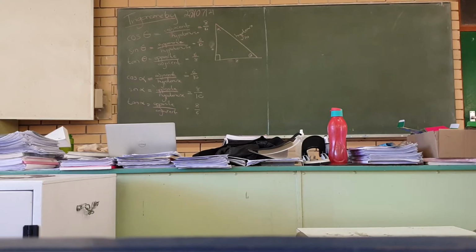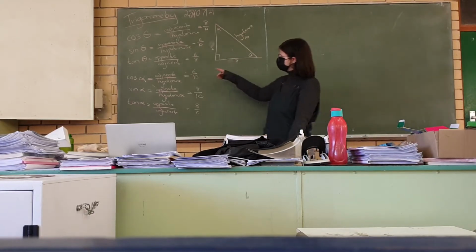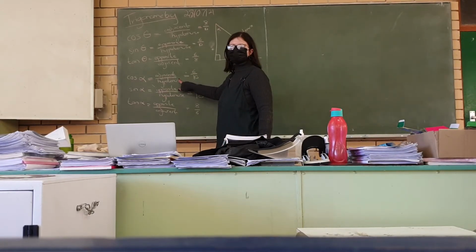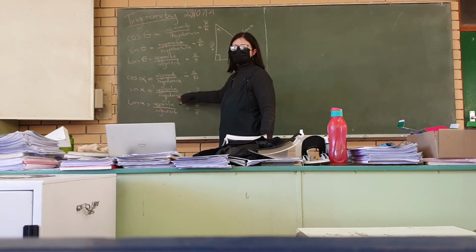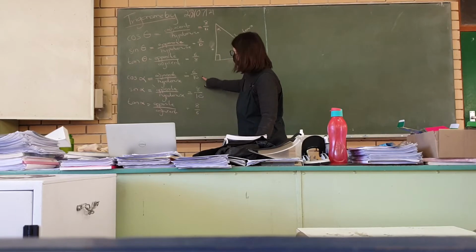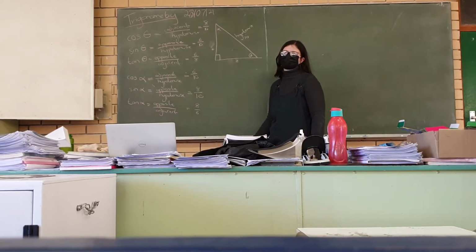Understand how the ratios remain the same. Cos will always be adjacent over hypotenuse. Sine will always be opposite over hypotenuse. And tan will always be opposite over adjacent. However, the values may change depending on the angle.